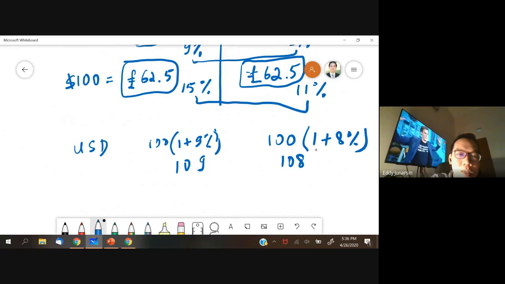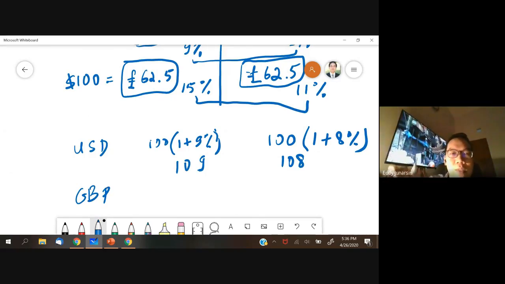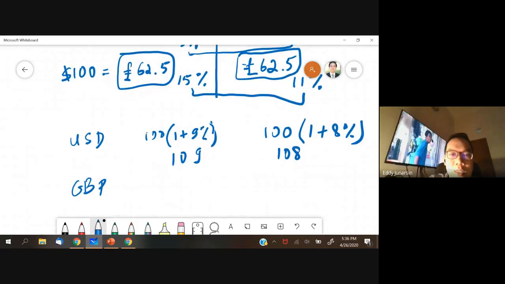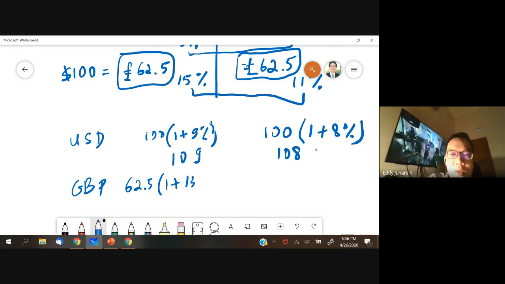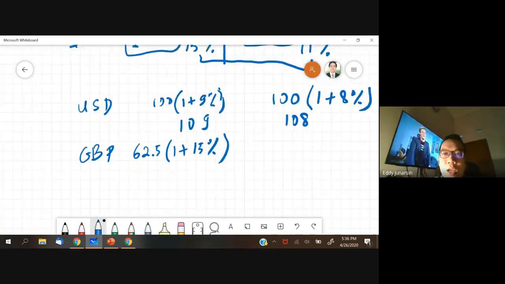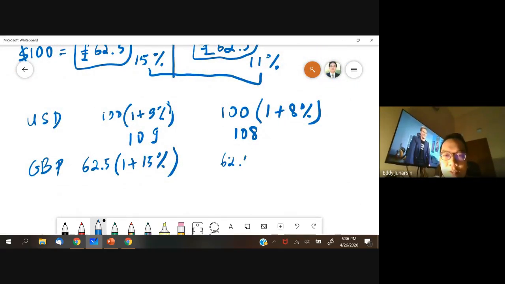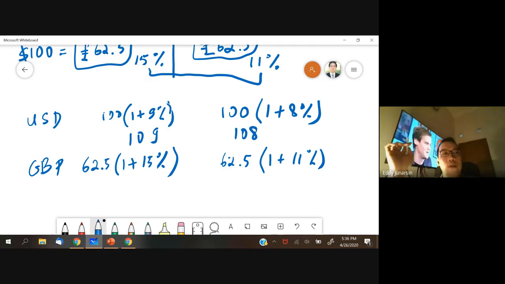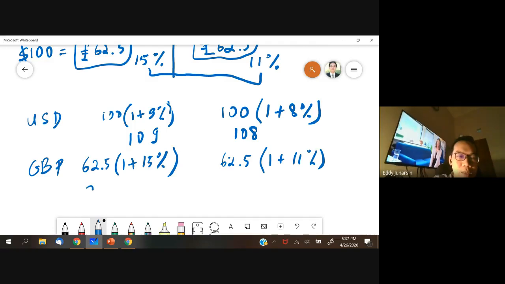What about the British pound, right? The UK pound. So you will earn 62.5 times 15%, right? Going by 15%. And here, you will have to pay 62.5. The interest charge is 11%, right? For example here. So let's calculate again. 62.5 times 1.15 is 71.875.